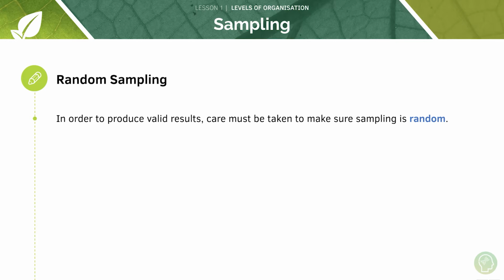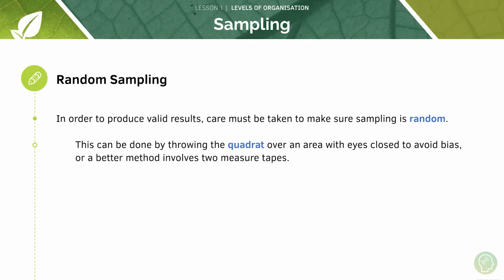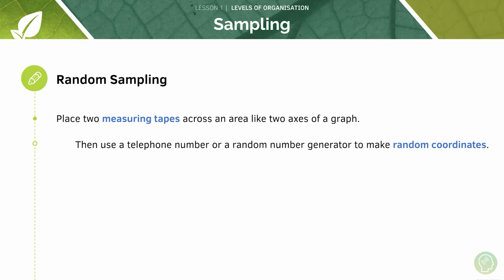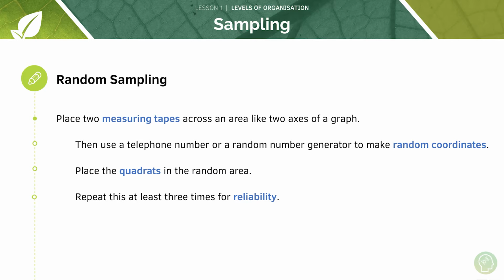So it's really important that we make sure our sampling is random in order to produce valid results and ensure no bias. So this can be done by throwing the quadrat over an area with eyes closed to avoid bias, but an even better method involves two measuring tapes. So what we do is we place two measuring tapes across an area like two axes of a graph, and then we can use a telephone number, or even better, a random number generator to make random coordinates. Then you place the quadrats at those coordinates and repeat this at least 3 times for reliability. So there's just a few things I want to make clear to you from this slide.